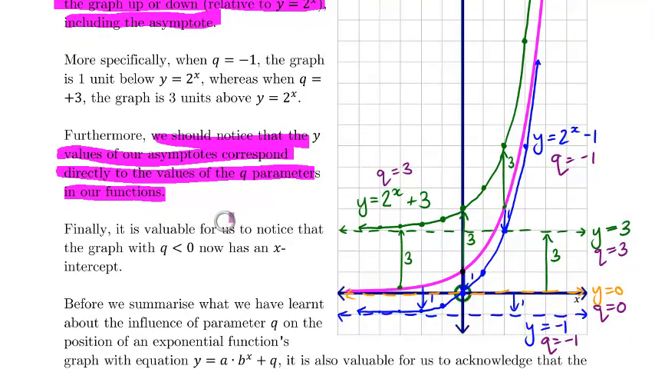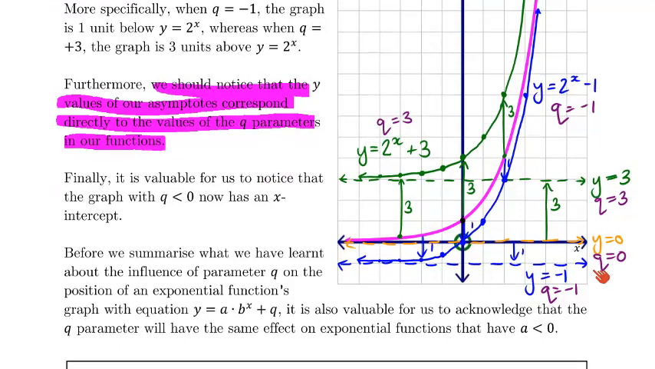Finally, it is valuable for us to notice that the graph with q less than 0 now has an x-intercept. Interesting. Now, that's not necessarily always going to be the case, guys, because we're not always going to have graphs that point up, for example. Sometimes we're going to have graphs that point down. So we can't conclude that for q less than 0, we'll always have an x-intercept. We're going to see about that a little bit later.